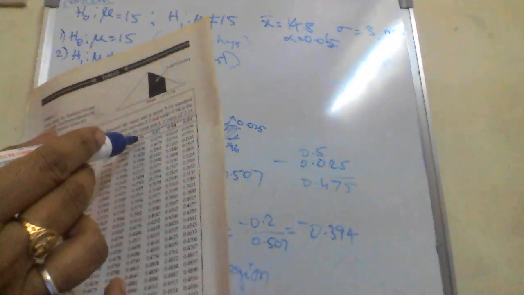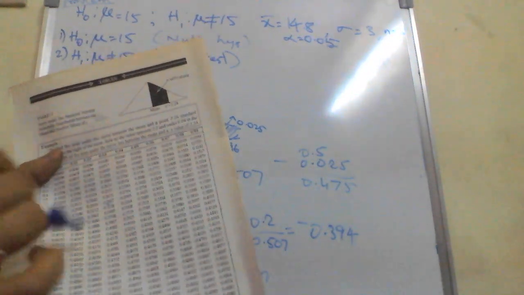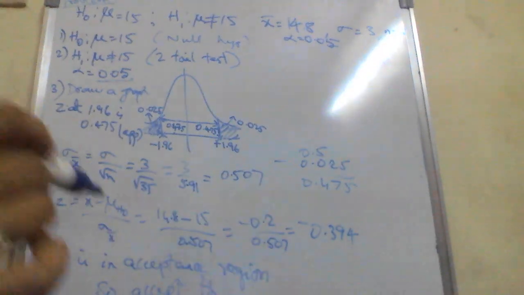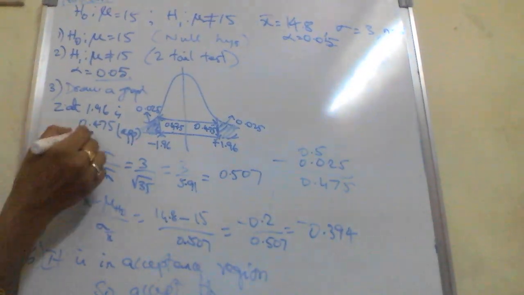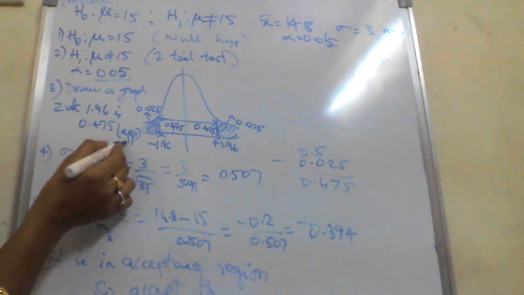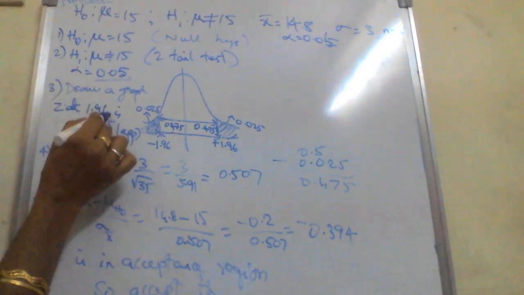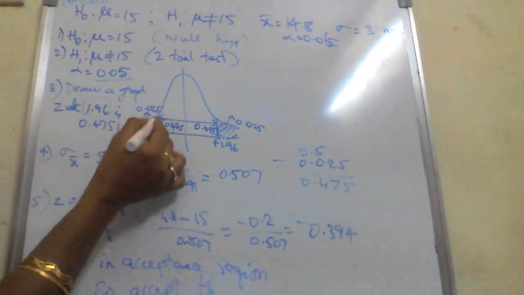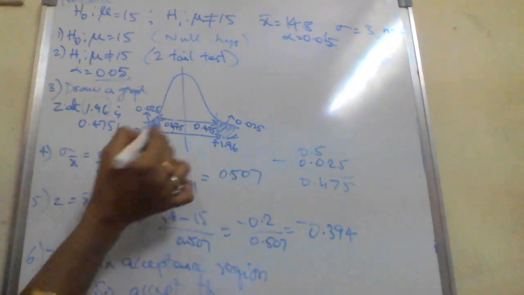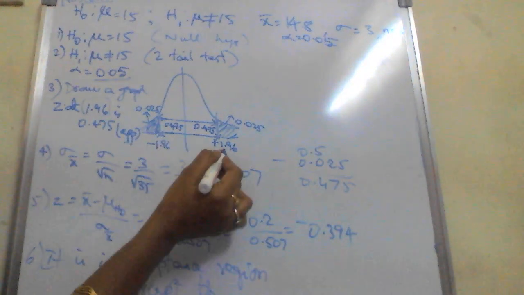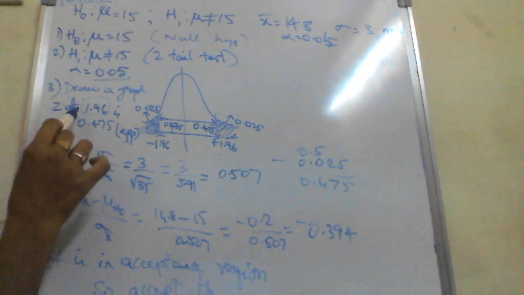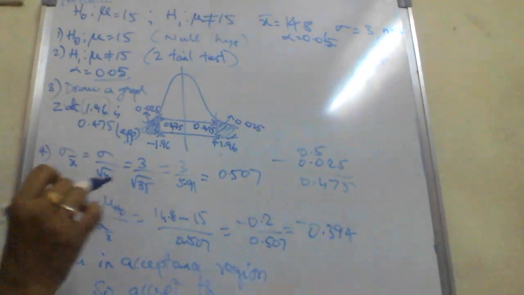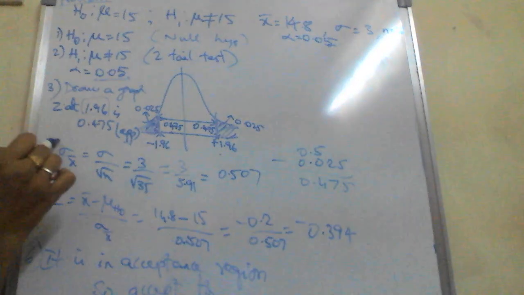This is corresponding to 1.9 on the side and 0.06 on the top. So it will be 1.9 and this value 6. So at 1.96 the value is 0.475 approximately. That means 1.96 is this border value, this line. So on this side it will be minus 1.96, here it is plus 1.96. So we have got this Z as 1.96.